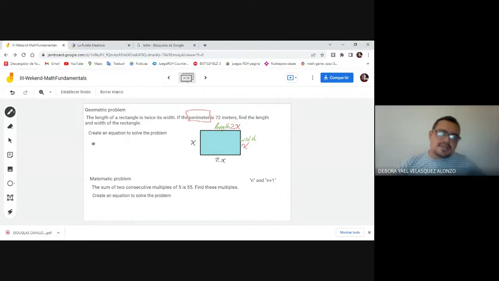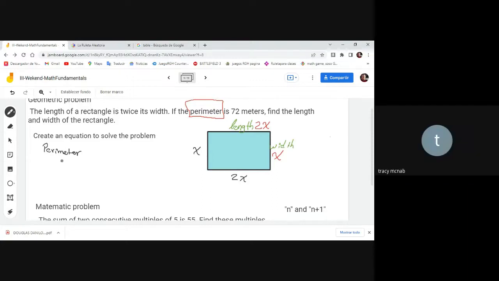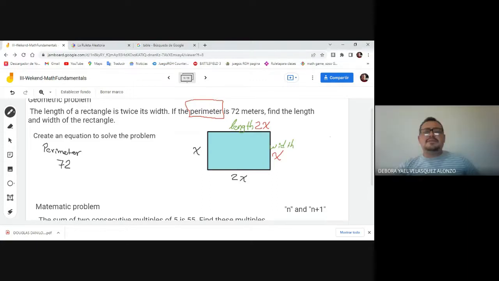And like Eunice said right now, we have the perimeter, which is the addition of all the sides. You're right. So what is the perimeter measurement we have? 72 meters. So we know that 72 meters comes from the addition of all those sides. Do I know the measurement of those sides? No. I just know that one side measures X, the other one measures X, the other measures 2X, and the other one will be 2X.